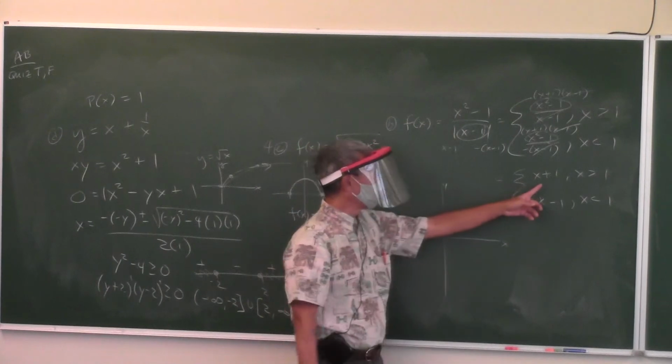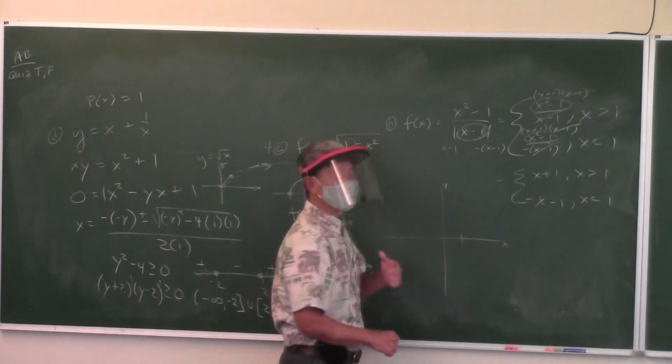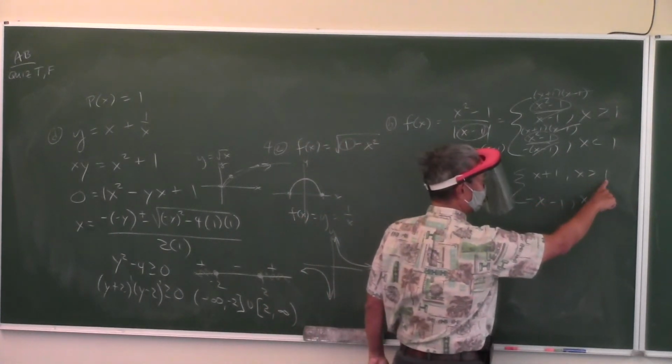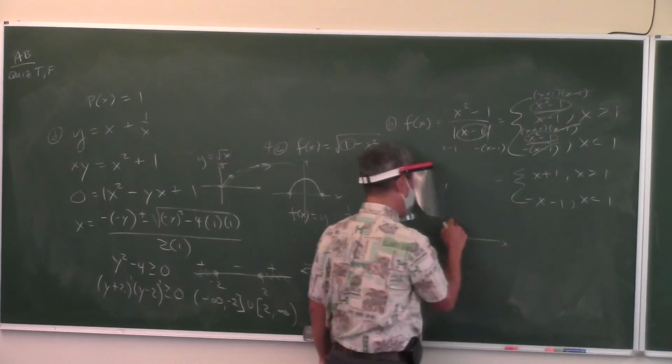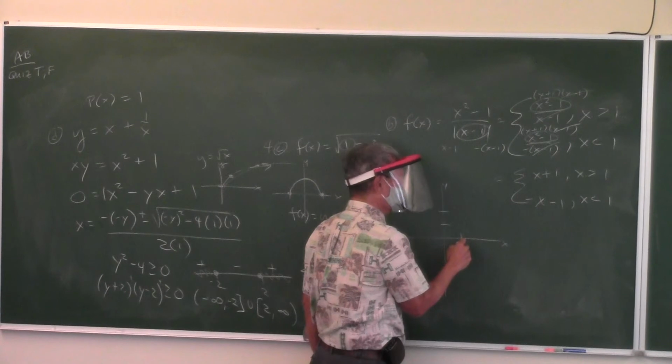Okay, so do we know how to graph the line y equals x plus 1? Here, let me give you a little tip. This is what I do when I graph piecewise functions. You see this number here? I simply plug it in here. What do you get? Really? 1 plus 1? 2.